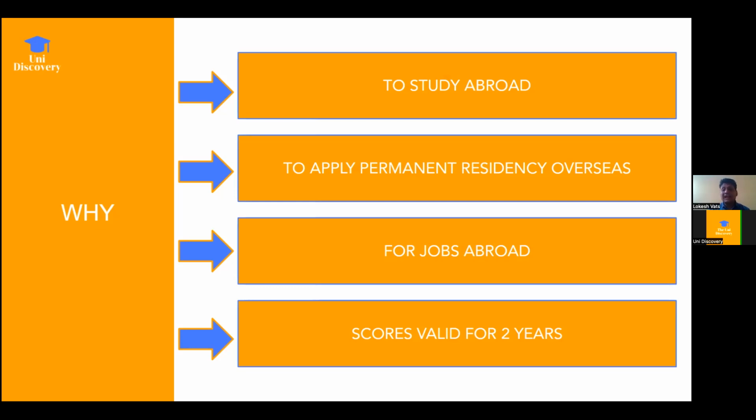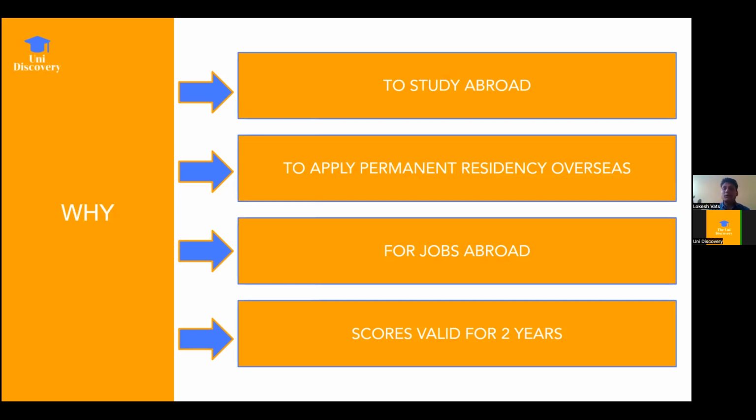Again, there is the third category where you are looking for jobs abroad, especially in countries like New Zealand and Australia. Canada is the most sought after country. So there is a specific band of score you require for applying for jobs abroad.